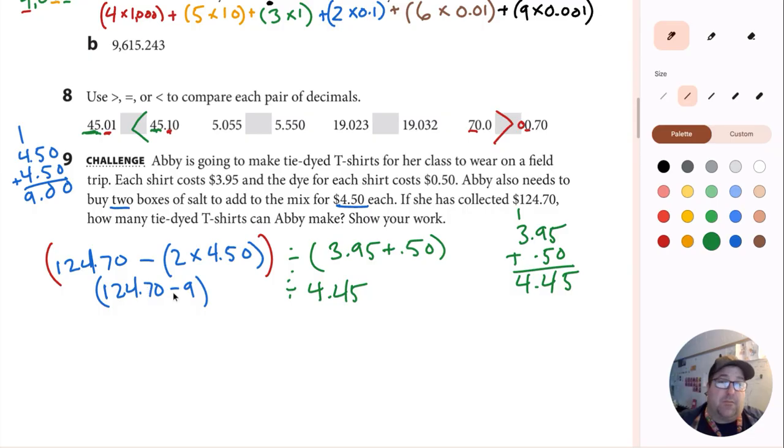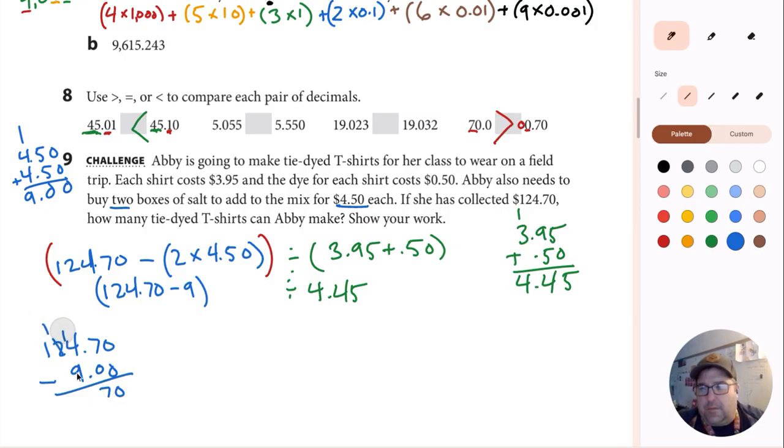So let's see how much money we have after we're done buying the salt. We're going to have to do $124.70 minus 9. And just remember, where's that decimal go? Right there, right? So we got 70. 4 minus 9, we can't do, so 14 minus 9. We got 5 left over. So we got $115.70 is how much money we have.